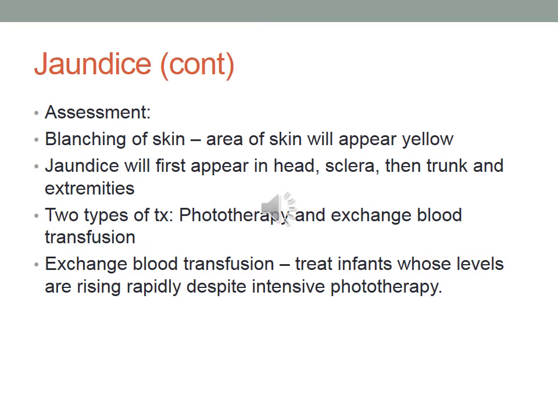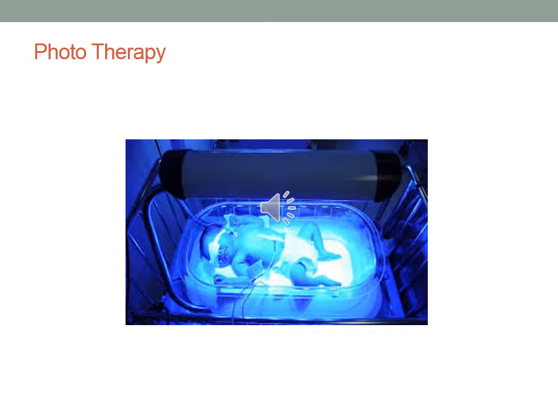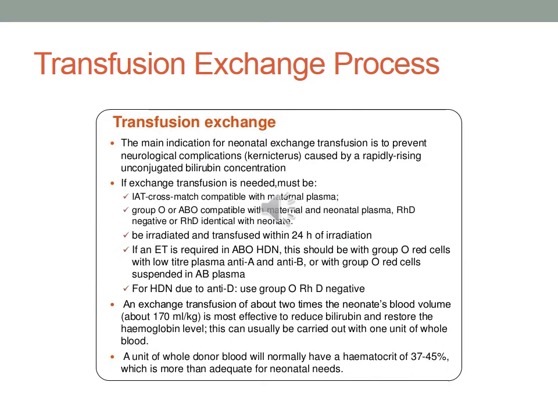There are 2 types of treatment: phototherapy and exchange blood transfusion. Exchange blood transfusion treats infants whose levels are rising rapidly despite intensive phototherapy. This is a picture of an infant receiving phototherapy who has had an issue with jaundice. This is information regarding exchange transfusion for an infant who's had relatively high levels of unconjugated bilirubin.